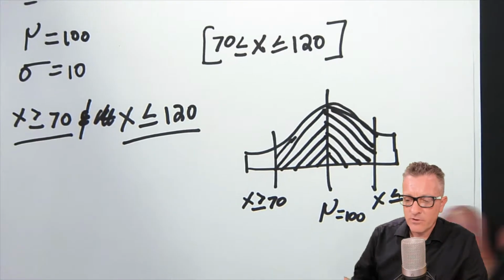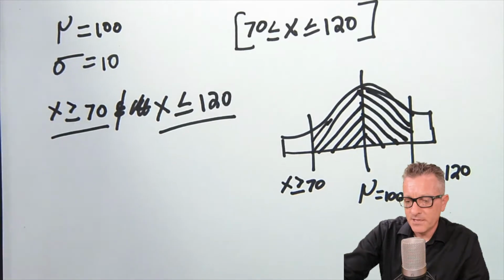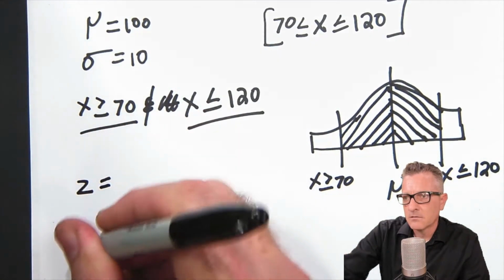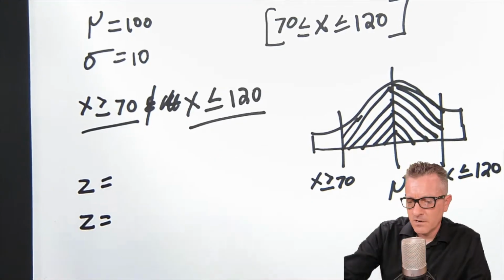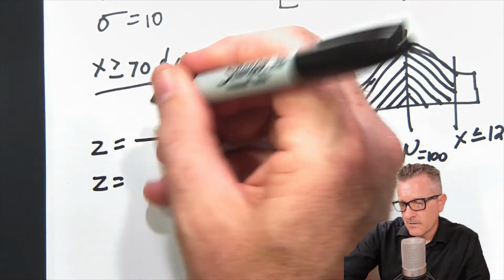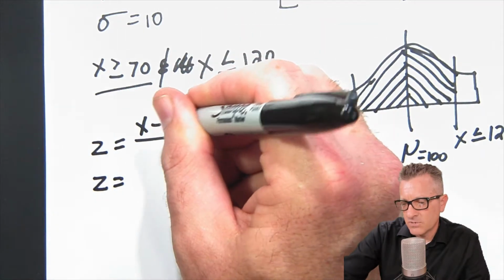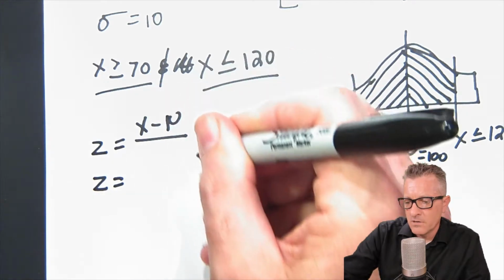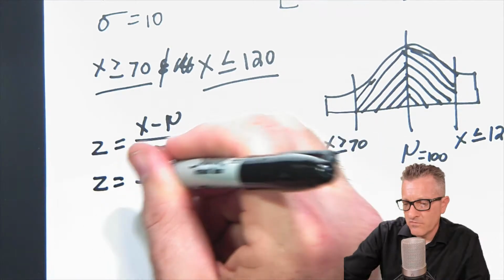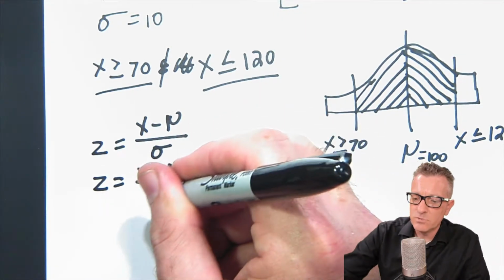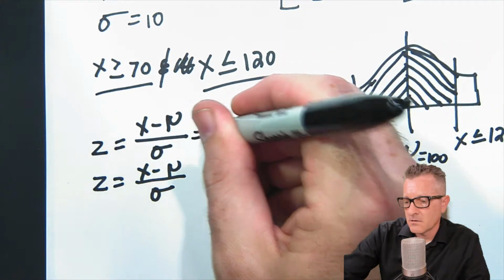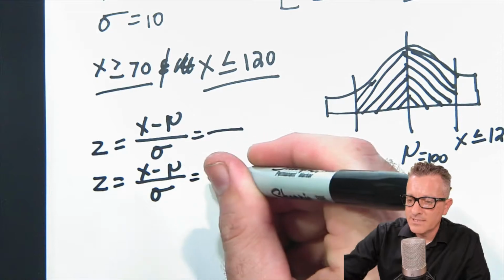The only thing now we really have to do is work out our z's. So we have a z-score for both sides. As always, our z formula is x subtract mu over the standard deviation. I usually do low first, then high. So low would be 70.